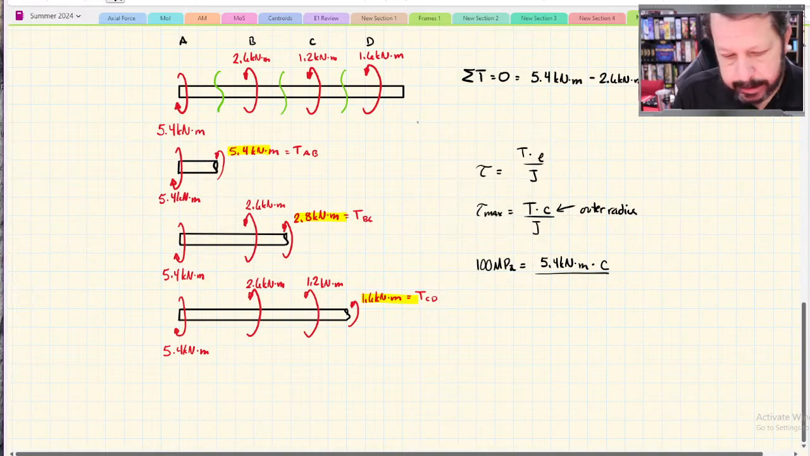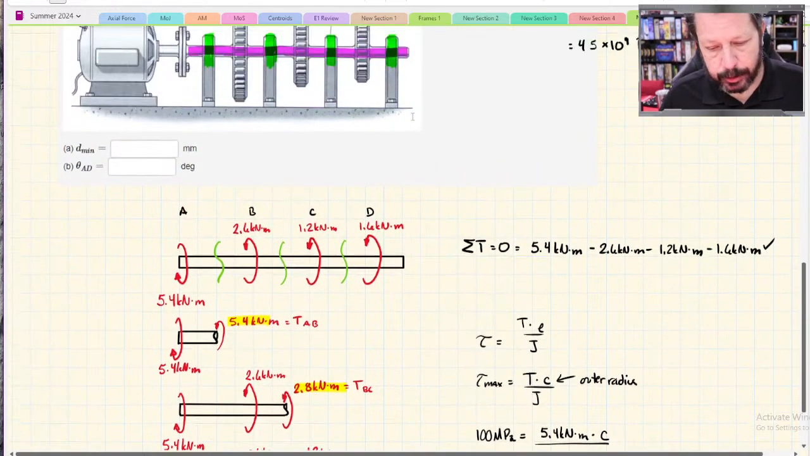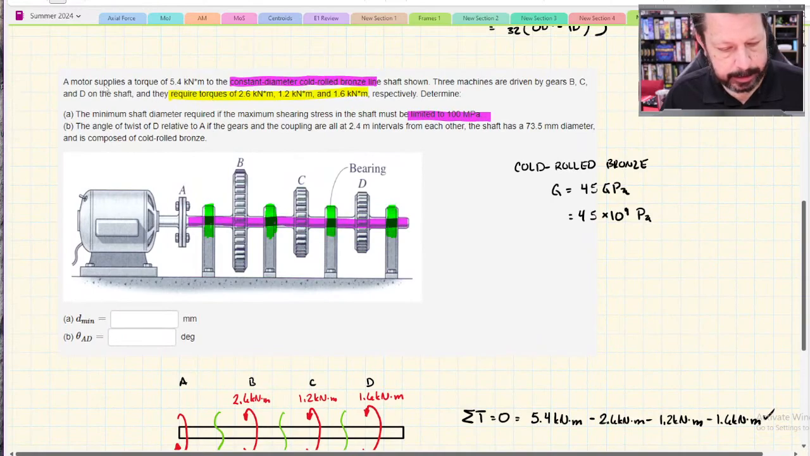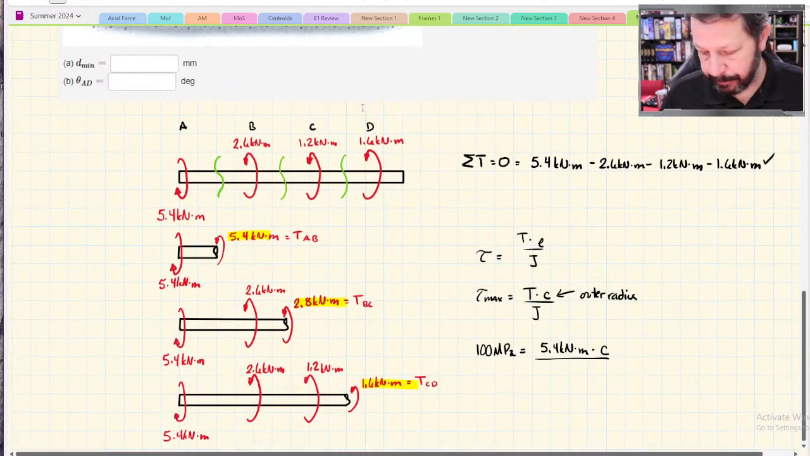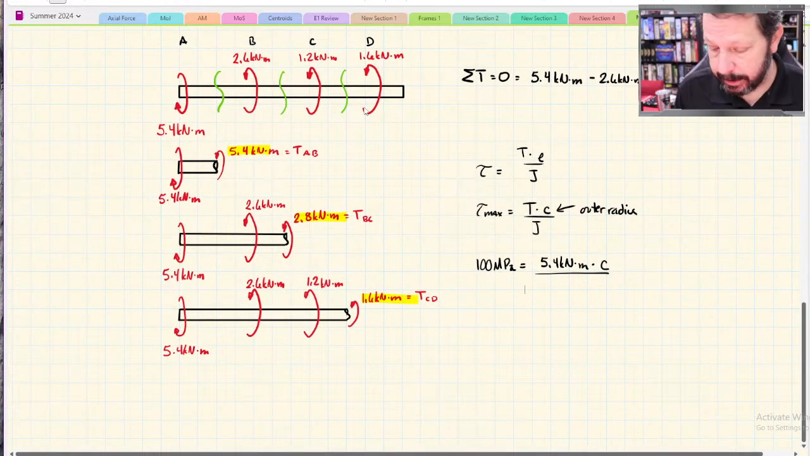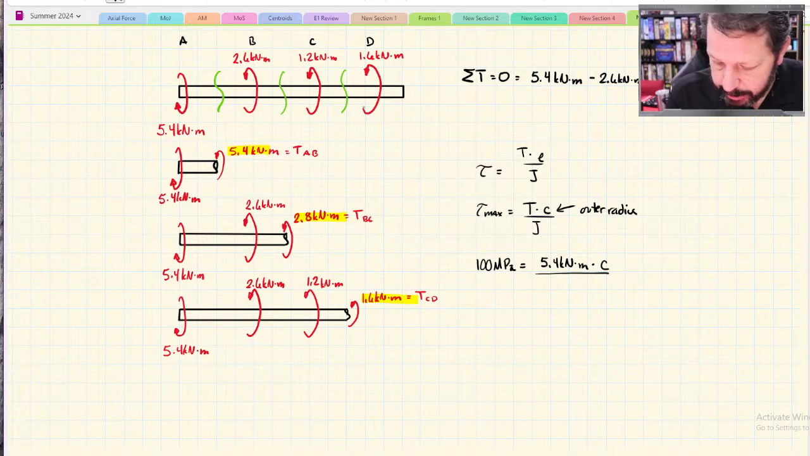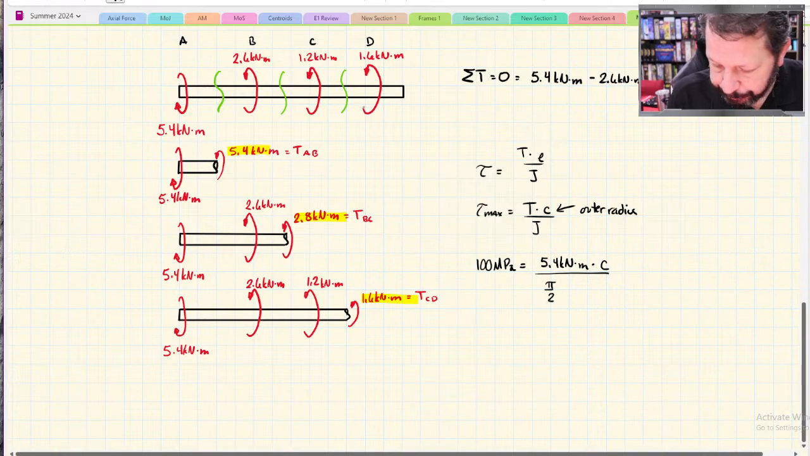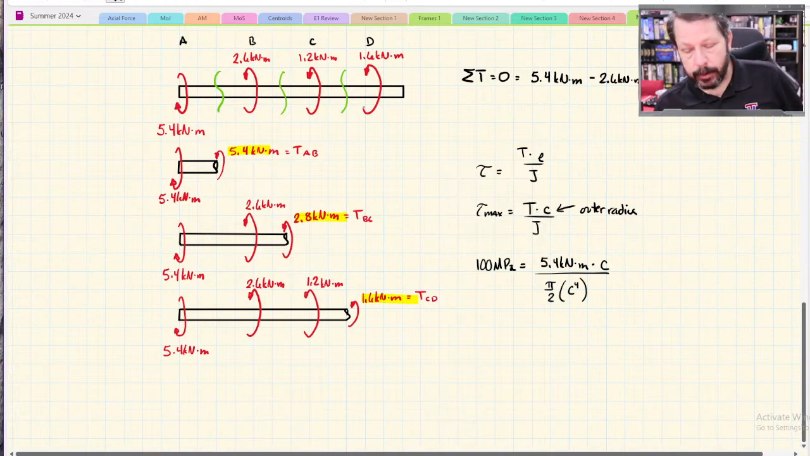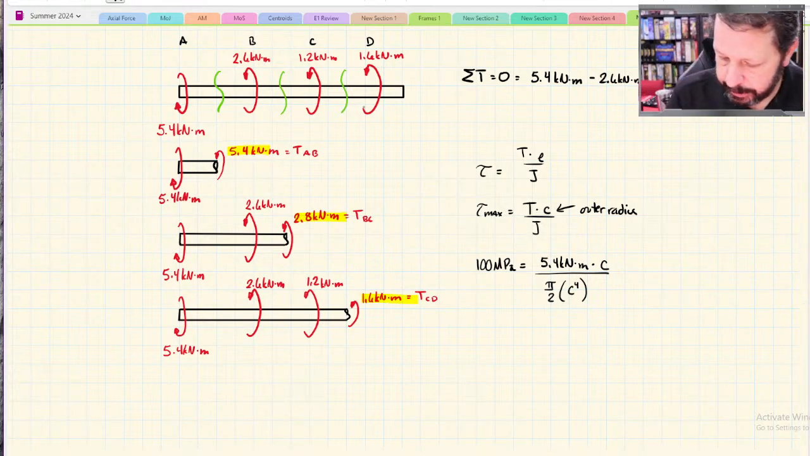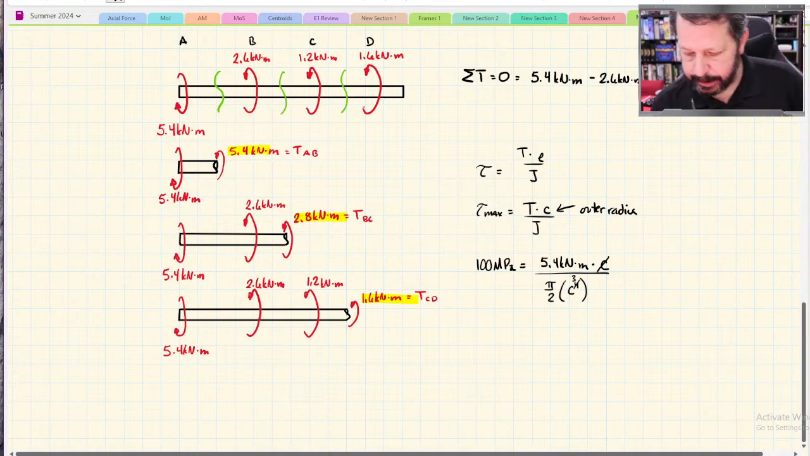And then it doesn't say anything about inner radius or tube or hollow. It says line shaft, but it doesn't give us any reason to think that this is a hollow tube. So we're going to assume it's a solid rod type of shaft, which not all, but many shafts are. So we're going to use pi over 2 times c to the 4th. So all we have to do is solve this equation for c. It looks like I've got a c there, and that can go, c cubed.